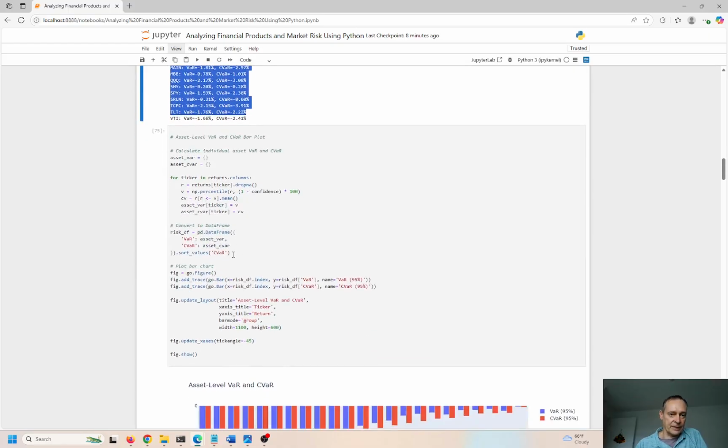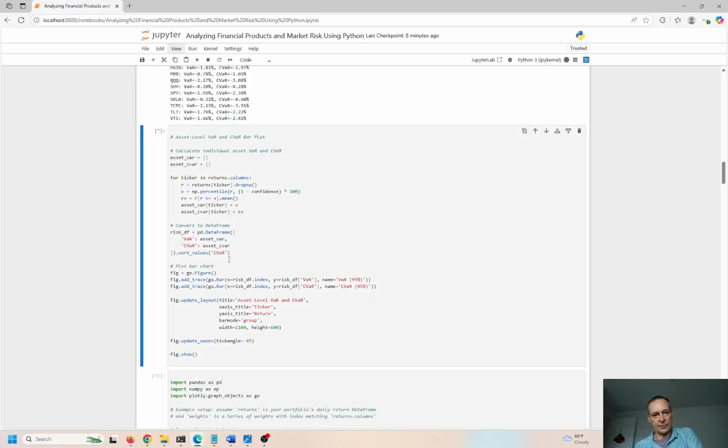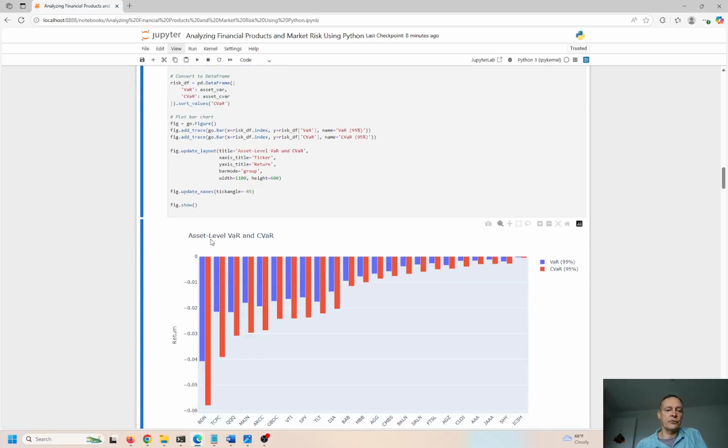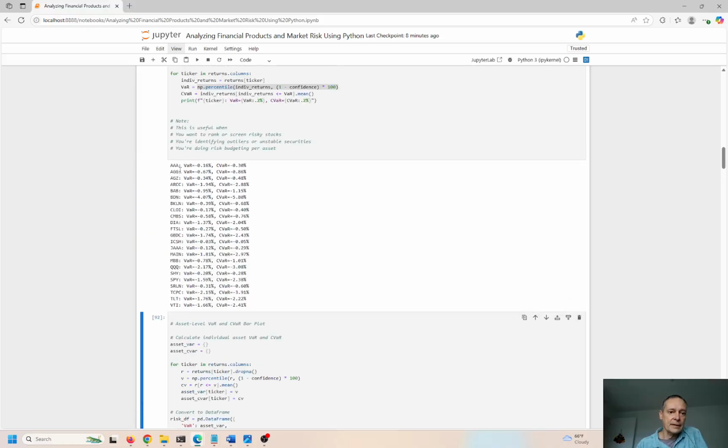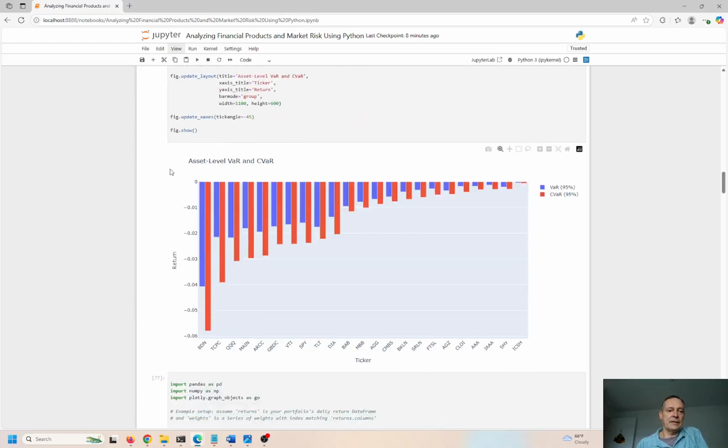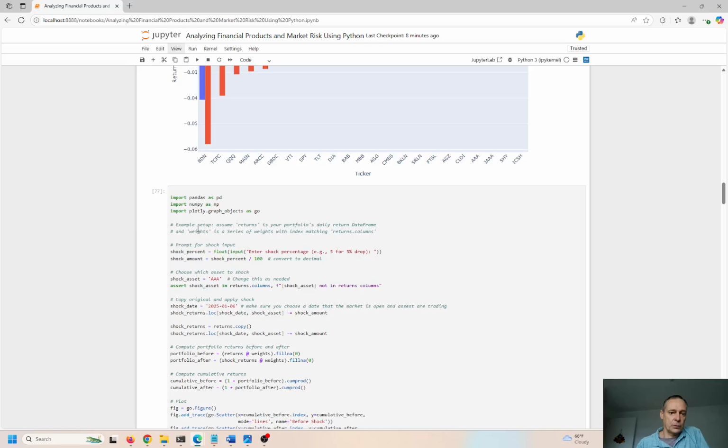So we can get individual asset returns, and I'm going to plot each one just to visually see what all of these VaRs and CVaRs look like. So this is BDN down 4%, and the CVaR is kind of hard to read, 5.7, I think. So if I go over here, BDN is 4.07 and 5.80. Okay, so that's the VaR and CVaR plotted.